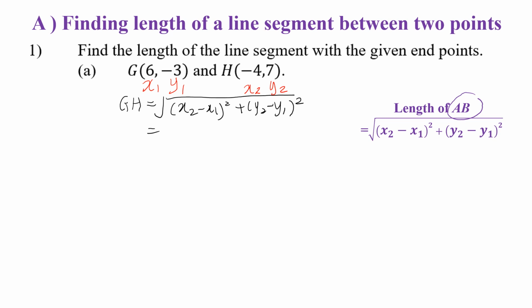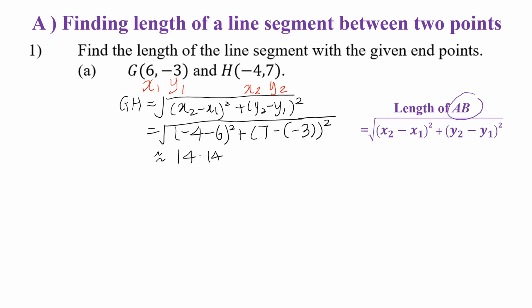The next step is to do the substitution. The value for x2 is -4 and the value for x1 is 6, so it's -4 minus 6, close bracket, squared. The value for y2 is 7 minus the value for y1, which is -3. Make sure you put brackets around -3, then bracket it again and square it. Then use your calculator to work this out, and I think that's 14.14 something.